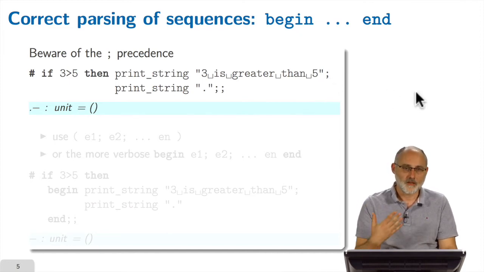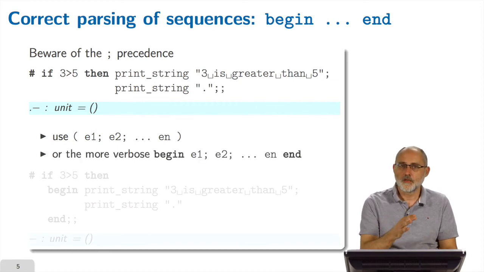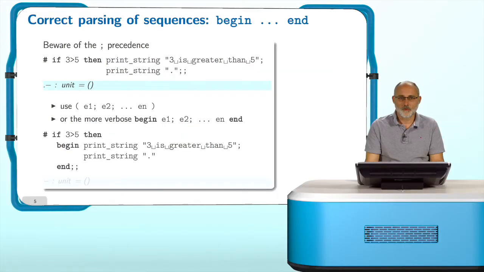So if you want to make explicit the order in which the sequence should be parsed, use parentheses around the sequence, or the more verbose begin and end, which behaves exactly like the parentheses. So what we really wanted to write before was something like this: if condition then begin and this sequence of statements here. And in this case, you see there is no more spare dot polluting your output here.